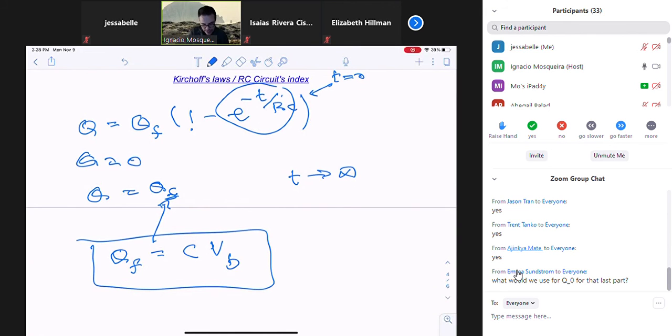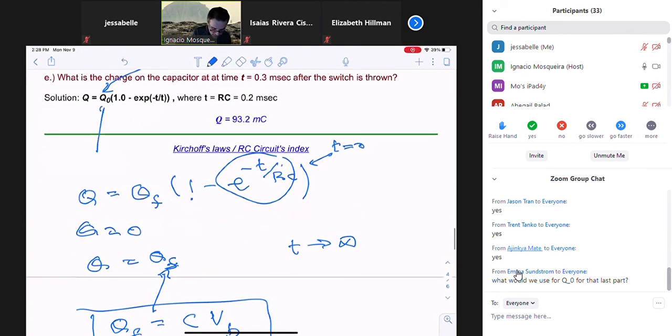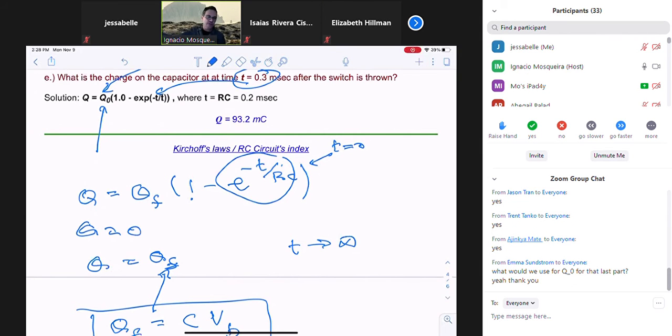Okay, so you put that charge in there, you put it in here, and then you put this t of 0.3 seconds into the formula. Does that make more sense now? It's not Q0, Emma. That's a fantastic question. It's QF, the final charge. Q0 is 0. QF is the final charge on the capacitor. What you really needed there is the final charge.